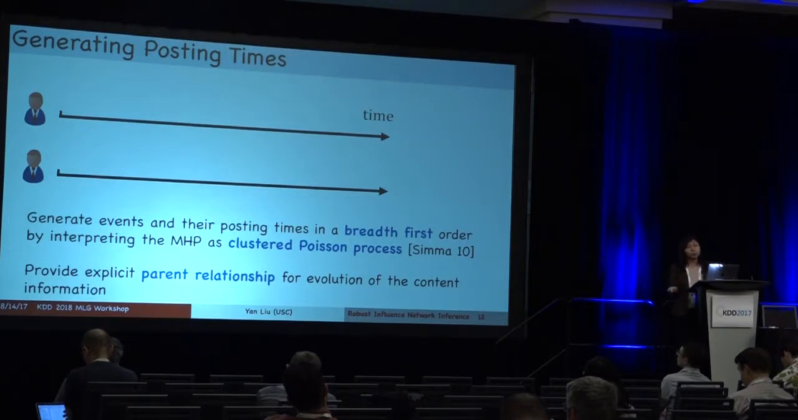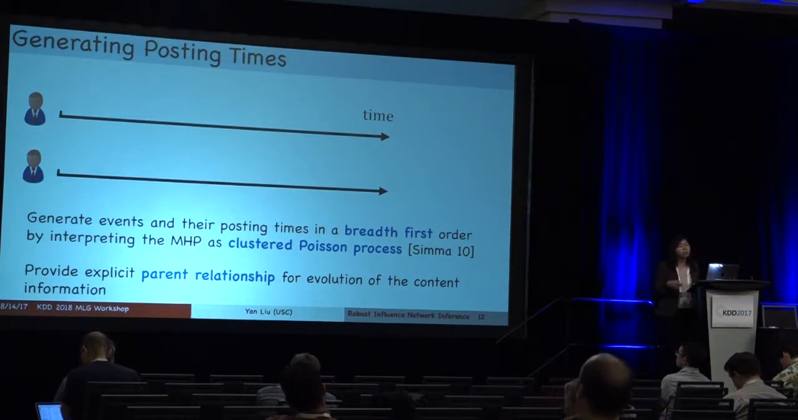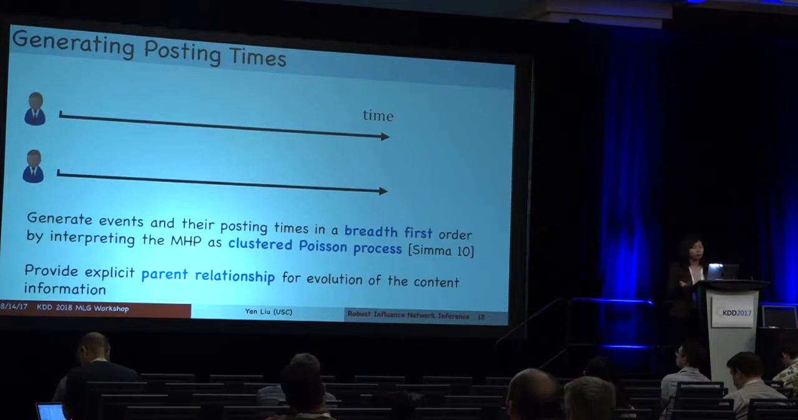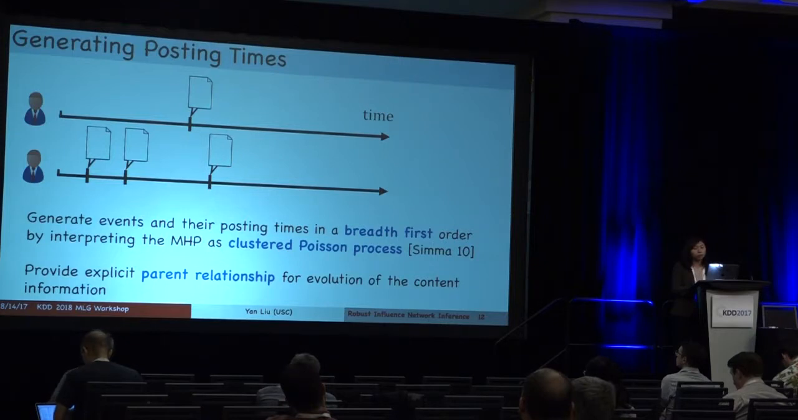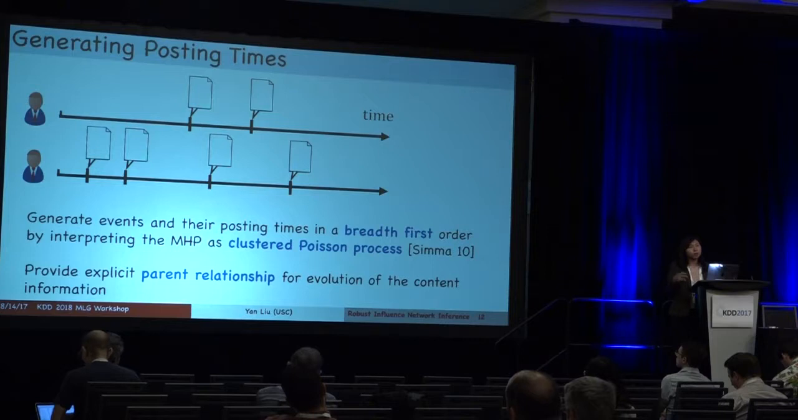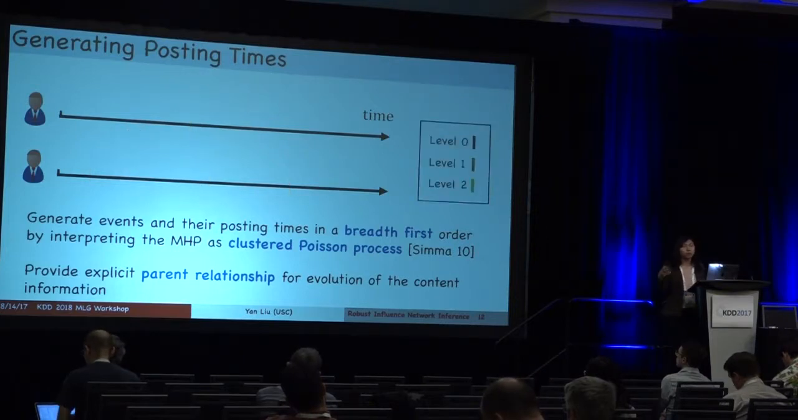The way that we do this, as I mentioned, is that we're looking at this aggregated Poisson process model. That means that we will be able to automatically generate the posting times of the events in breadth first order. The way it works, let's say that we publish all these different types of tweets between two users, and then we naturally generate this aggregated event. So basically, we are saying that there may be three levels of events happening.